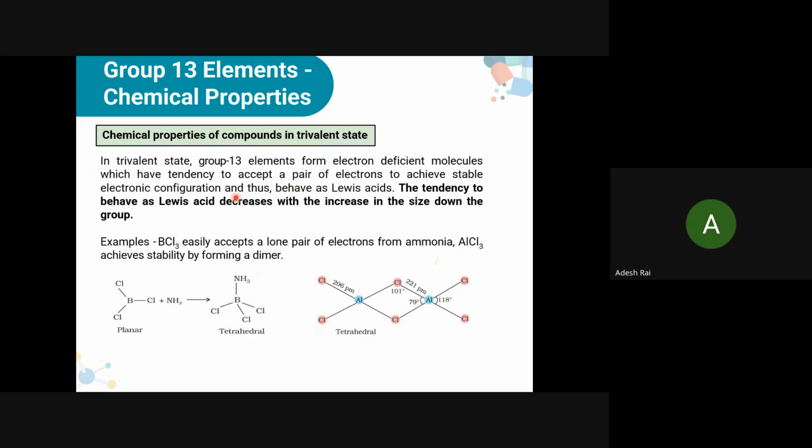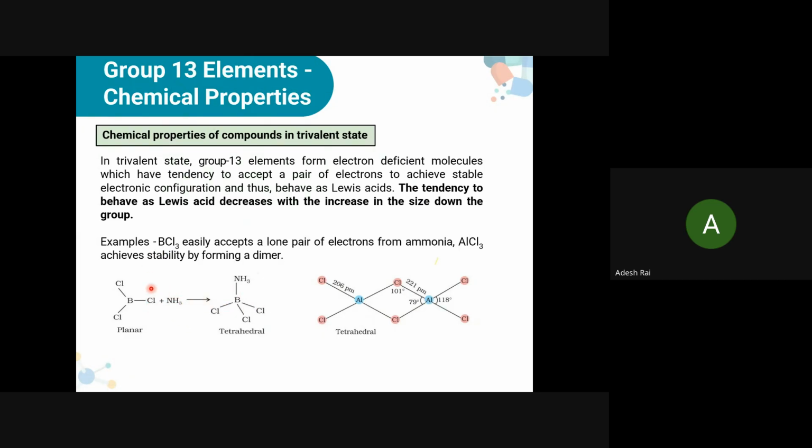The tendency to behave as Lewis acid decreases with increase in size down the group. So if you move from boron to aluminum, will aluminum act as Lewis acid? Yes, but the tendency will decrease compared to boron. Are you getting my point? Example, BCl3 easily accepts a lone pair of electrons from ammonia. AlCl3 achieves stability by forming a dimer. AlCl3 is also a Lewis acid, it can also accept electrons, but instead it prefers to undergo dimerization. But in case of BCl3, it forms adduct.